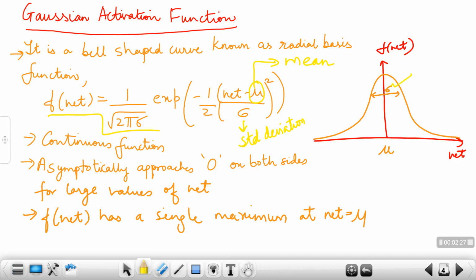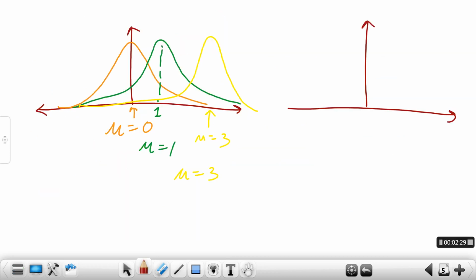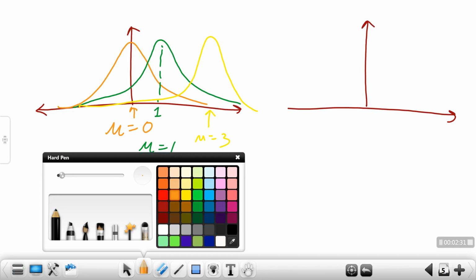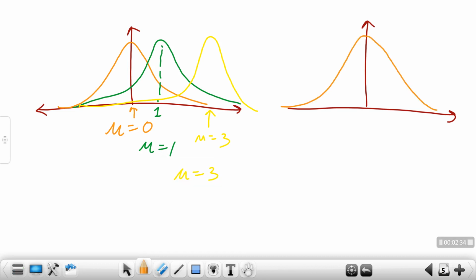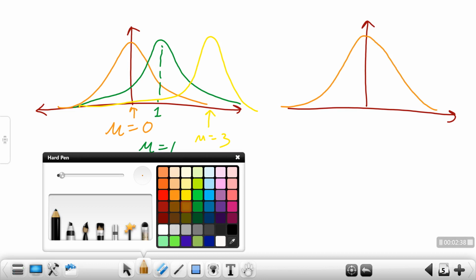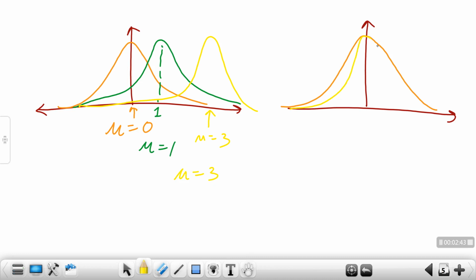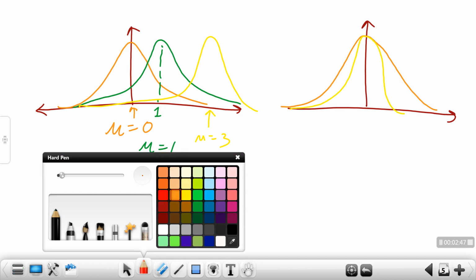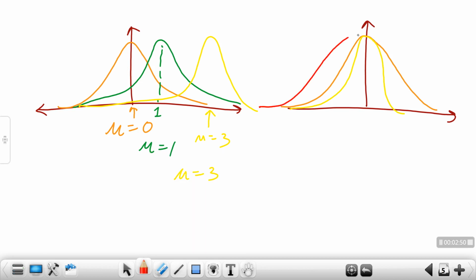Now what would happen if I change sigma? This is one particular graph of mine. If you decrease the value of sigma, you get a very narrow curve. If you increase the value of sigma, then you get a very broad curve. So this sigma value is less, say this is sigma 1.